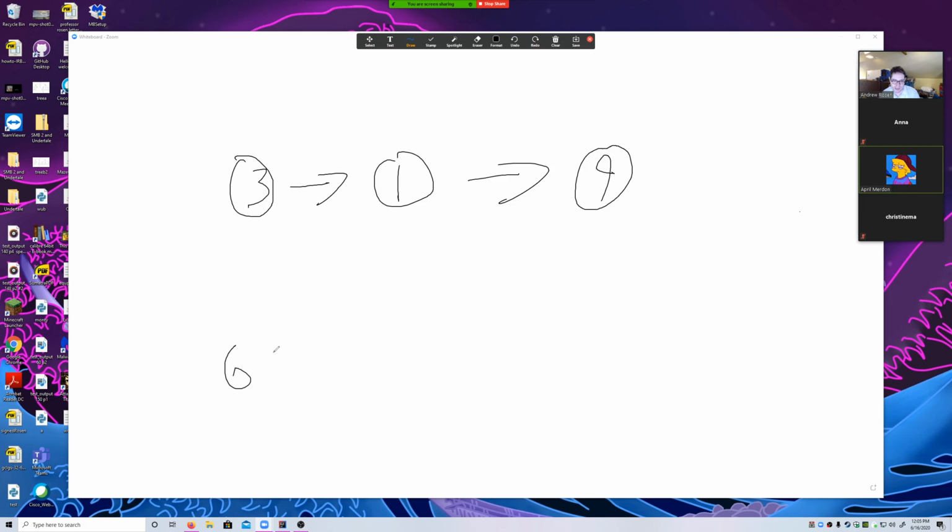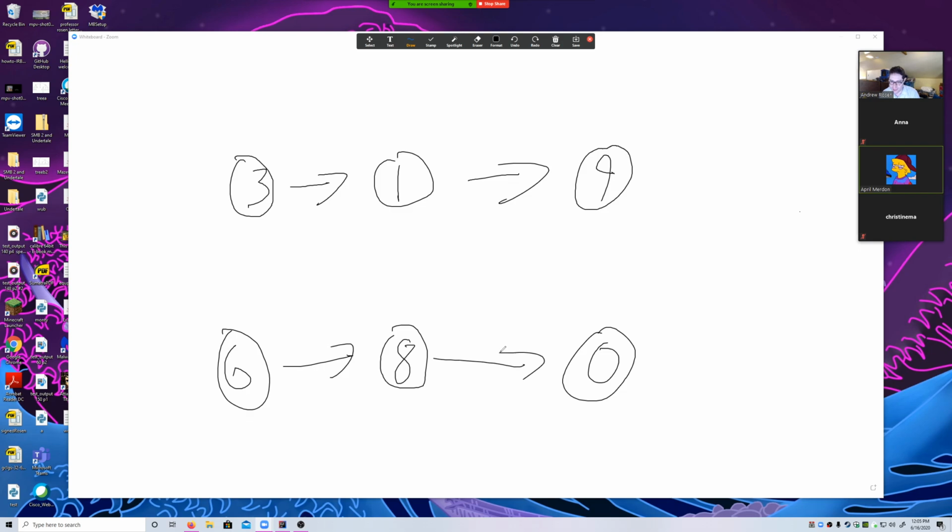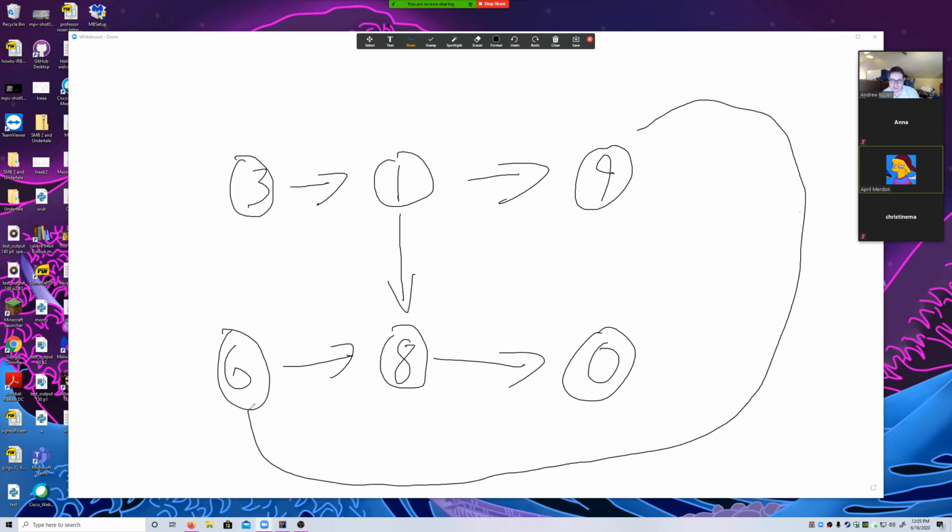Then the next line is 6, 8, 0. So we add those nodes to the graph, and voila, right? The next line is 1, 8, 0. We add 1 to 8, and then 8 to 0 already exists, so that's fine. Then 6, 9, 0. So now let's go ahead and draw this guy over here. 6 to 9 to 0.